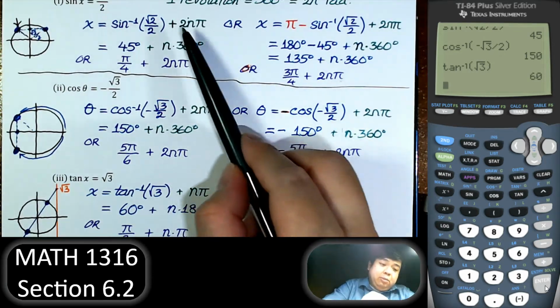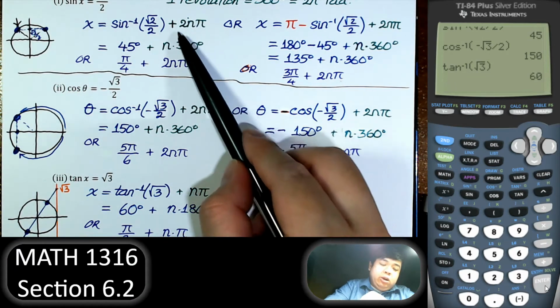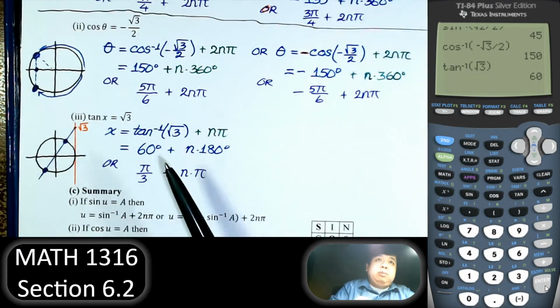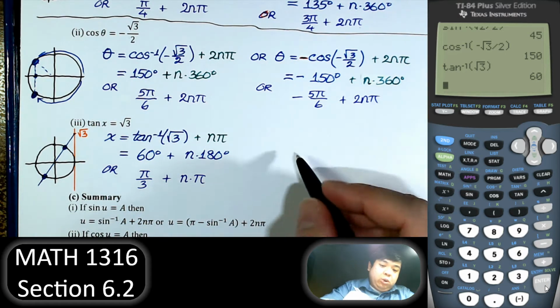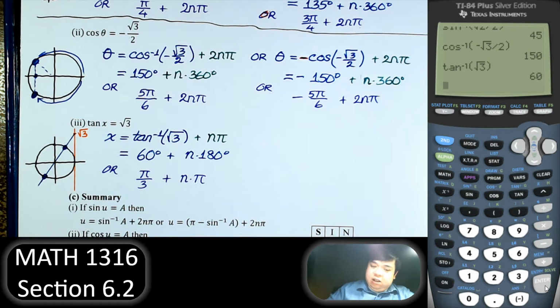Once again, the period of sine and cosine is 2 pi. The period of tangent is pi. And for tangent, that's all we do. We don't have anything on this side.